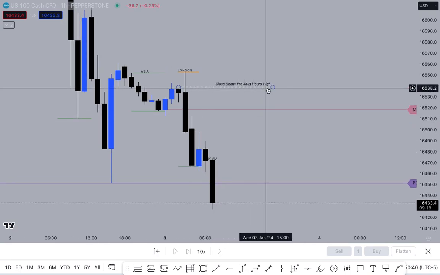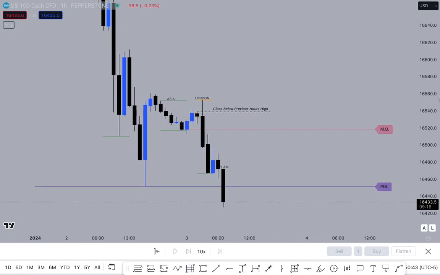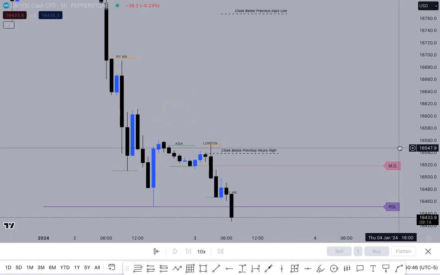Just taps in one time. So it's lovely. Lovely price action, lovely entry. And yeah, it's a perfect model for us.